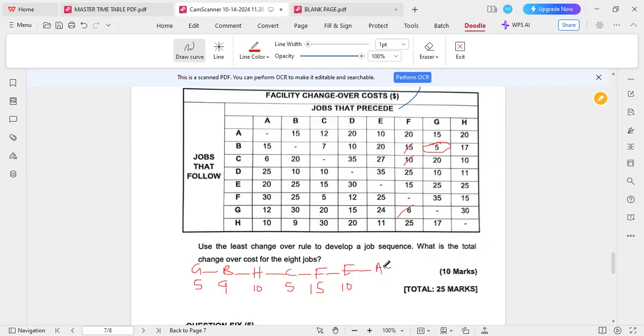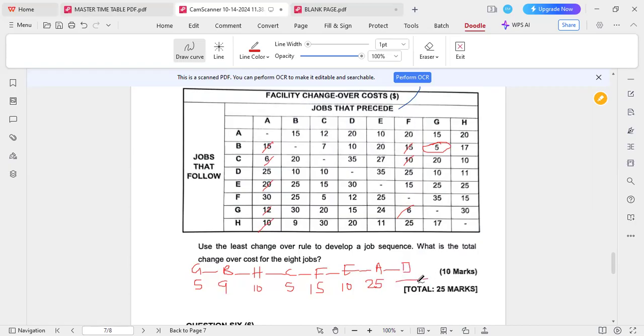Are we together? So A, the smallest cost in A is what? 6C is taken up. Then 10, then H is taken up. Then 12G is taken up. Then 15B, which is taken up. Then 20E is taken up. So which is 25D. So when you reach the last one, don't even do it.